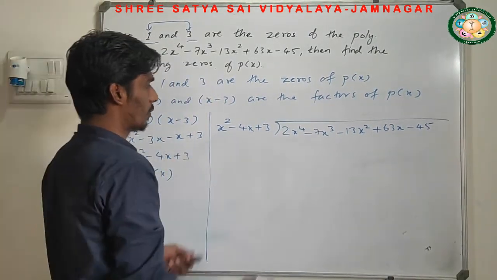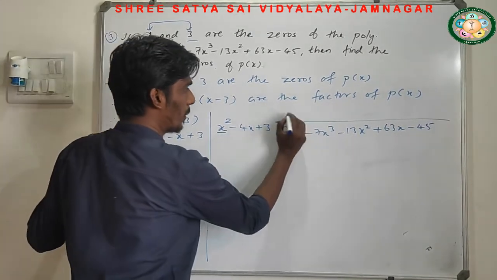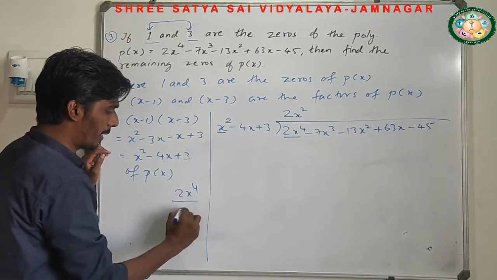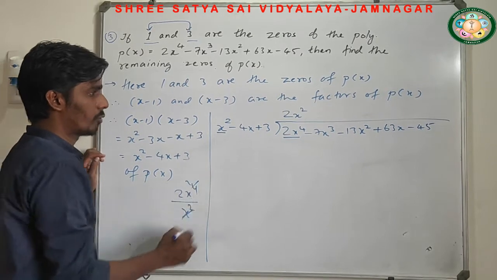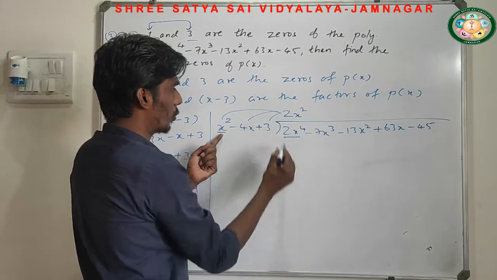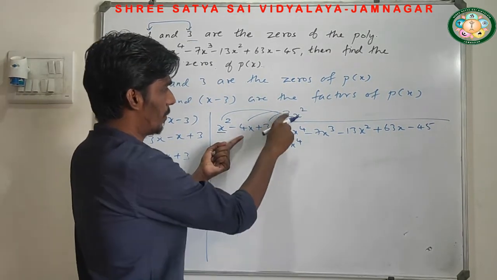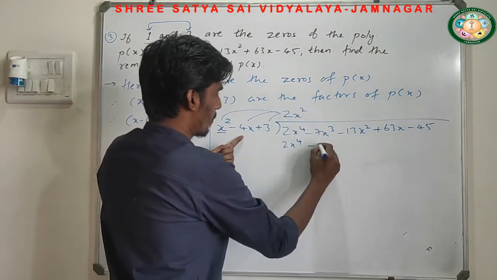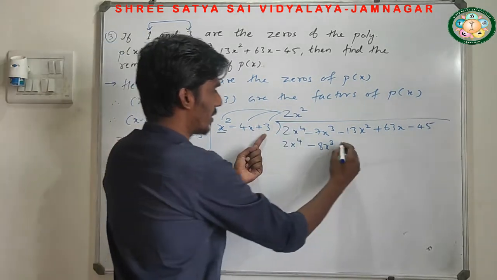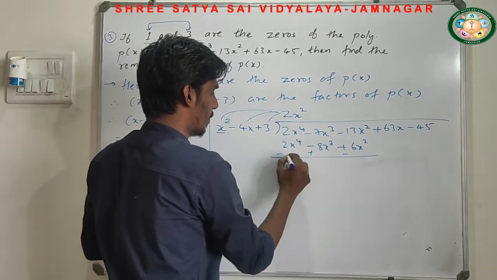So let's divide this one. From x square I have to get 2x raised to 4. So what am I going to multiply here? 2x square. How did I get that? 2x raised to 4 divided by x square. So it's 2x square. Now this all three terms will multiply with this x square into 2x square. 2x raised to 4 minus 8x cube, 3 2s are 6, 6x square. Change the sign, minus plus minus.